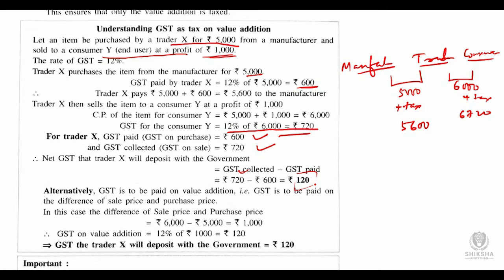The alternative process is to consider what the profit is. The profit made here is 1,000 rupees. So on 1,000 rupees, if you calculate the GST, 12% of 1,000, you get 120. So that directly gives the amount of the tax paid by the trader to the government.